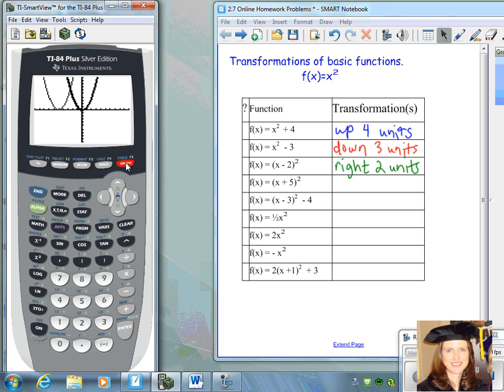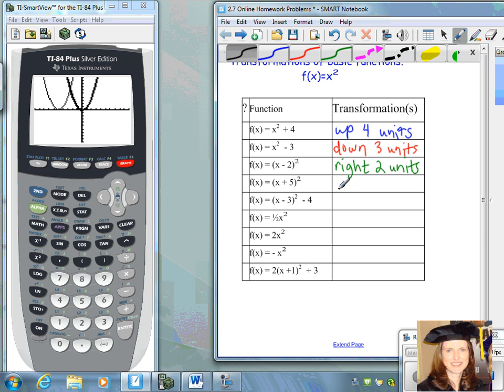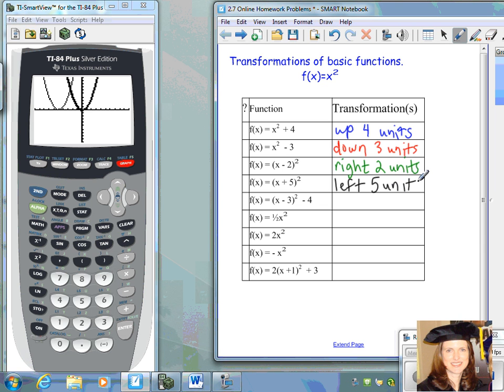The x plus 5 quantity squared in parentheses has transformed the original by shifting it to the left 5 units. So anytime you have a number on the outside, like the first two examples, that's going to shift the graph up or down. Anytime you have a number inside the parentheses, it's going to shift it to the right or to the left.